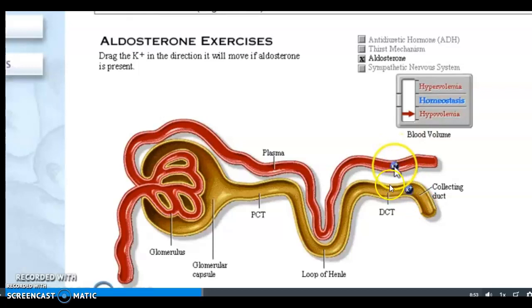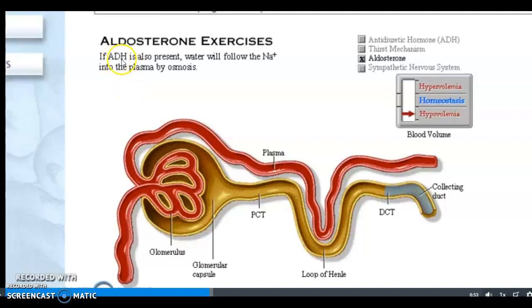Well, since the aldosterone is causing these cells in here to build sodium-potassium pumps, pumping potassium inside, therefore the potassium will move from here to here. And I will lose more potassium in my urine. So if I'm dehydrated, I might expect to find a lot of potassium in my urine. And here we can see my potassium move this way.